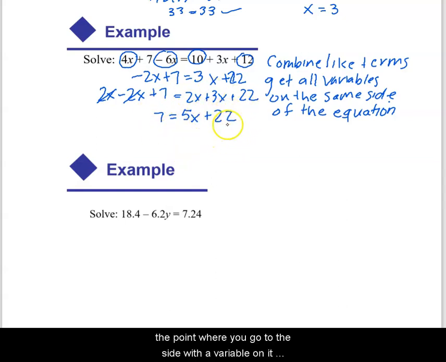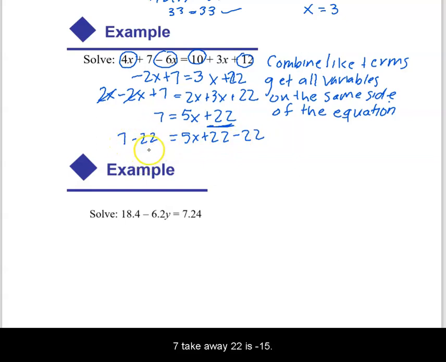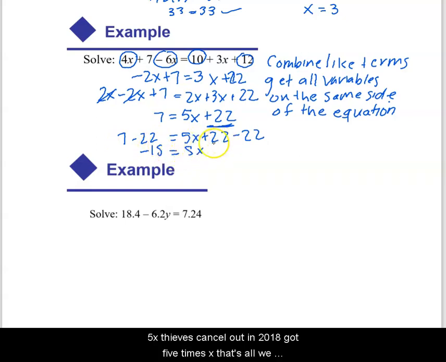Okay, now we're to the point where you go to the side with the variable on it, because we've got the variable on one side, and you want to get rid of the thing that's not connected to the x first, which is going to be our plus 22. So to get rid of a positive 22, we're going to need to subtract 22. Well, if we subtract 22 on that side, we've also got to do the same thing over here. 7 take away 22 is negative 15. We've got 5x. These cancel out into 0.